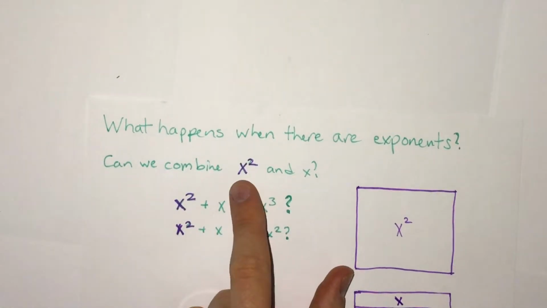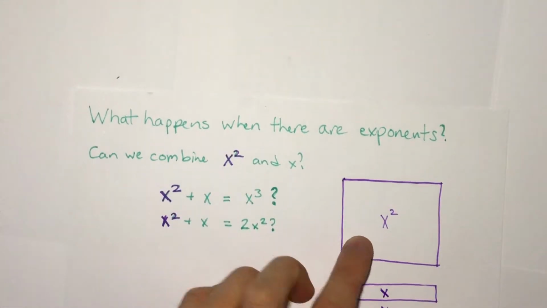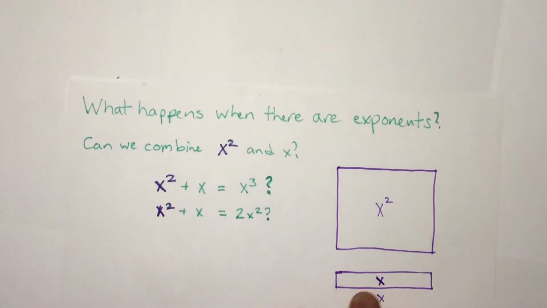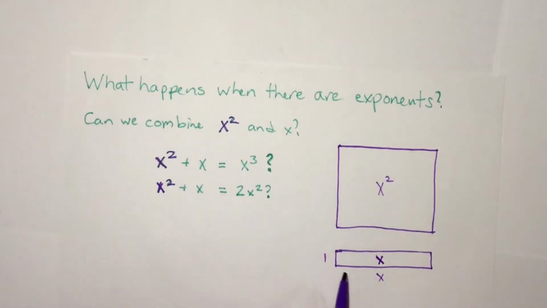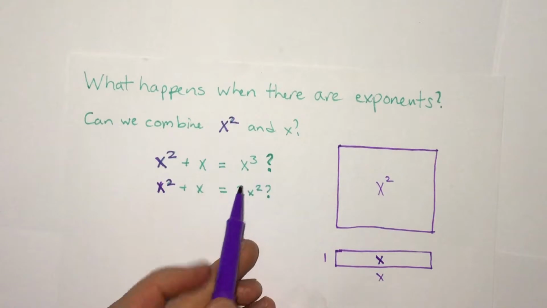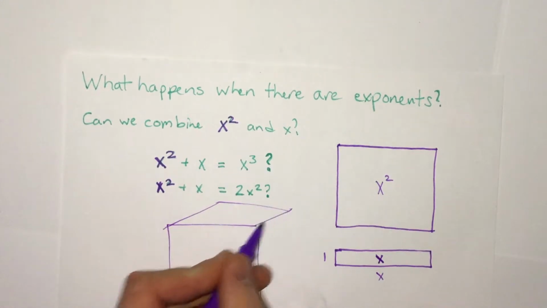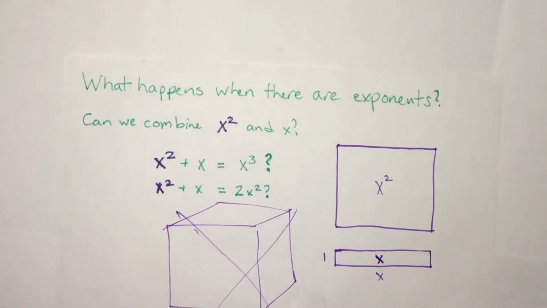So can we combine x squared and x? We have x squared here, a square that would be x by x, and a rectangle that is x units, so 1 by x. If we think of this in terms of area, we have 1 by x and x by x. If we try to add these, is x squared plus x going to make x cubed? Well, x cubed would be a cube that is x by x by x. This and this do not make this, so that doesn't work.